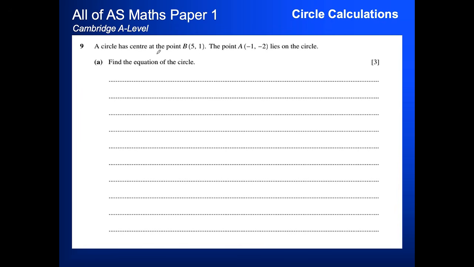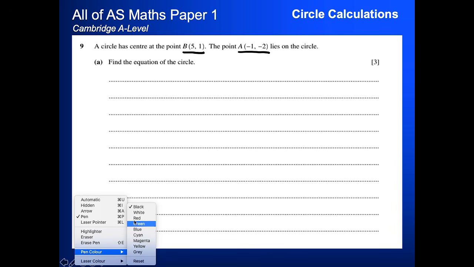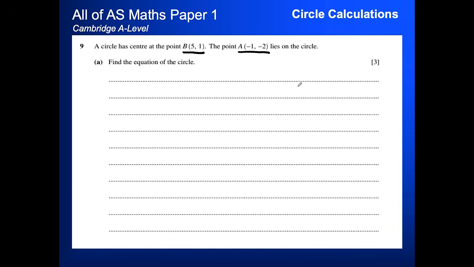So a circle has centre at the point B, (5, 1), and the point A, (-1, -2), lies on the circle. Very similar to how we did the previous question. We're going to still use that formula. What I'd recommend again is to draw a sketch. So making sure we understand exactly conceptually what's going on, because we're going to need this sketch anyway a little later on. So again, quick sketch, again, nothing to scale here.